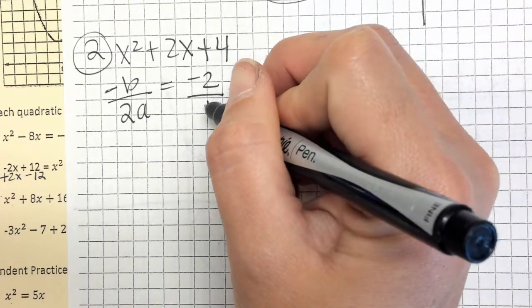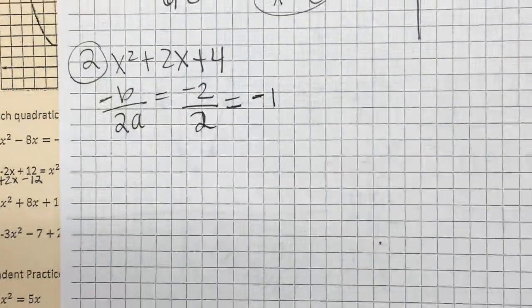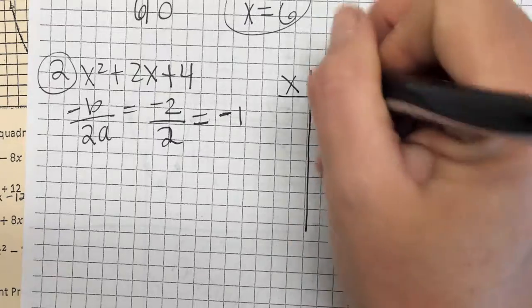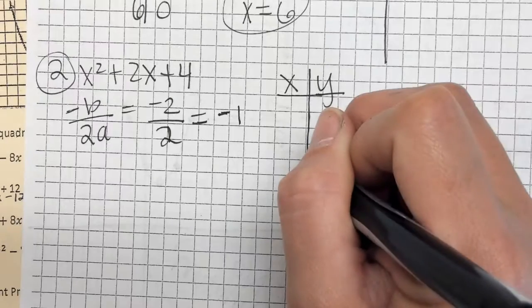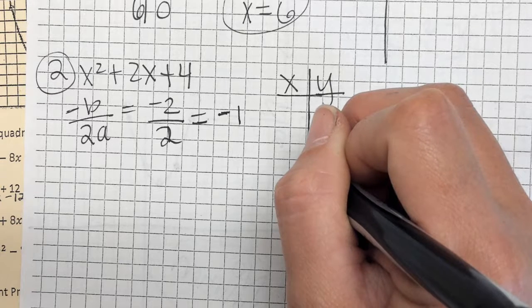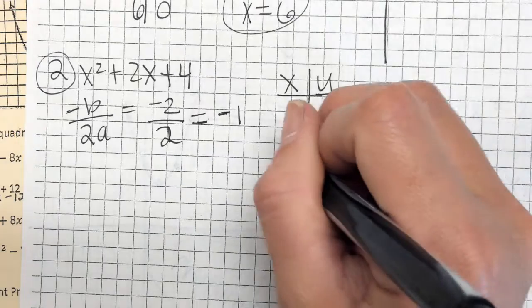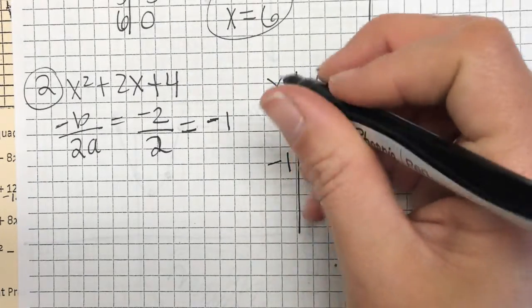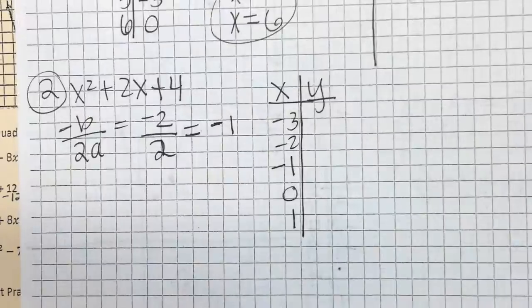Oh, sorry. This is right. Negative 1's right, sorry. Okay, so when we make our table, what's going to go in the middle? Negative what? What's going to go in the middle? Okay, I thought I heard somebody say 4. Alright, give me 2 values less than negative 1, and 2 greater.